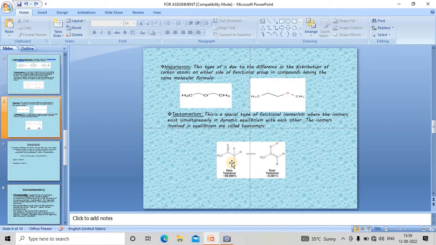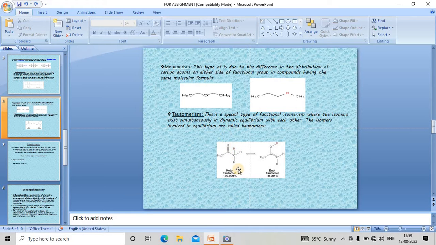Then there exists tautomerism. Tautomerism or tautomers are actually a separate class of isomers in which there exist two compounds which are in dynamic equilibrium. We actually cannot isolate them separately easily, but they exist in equilibrium, meaning one form readily converts into another, and the difference is in the attachment of an H atom.